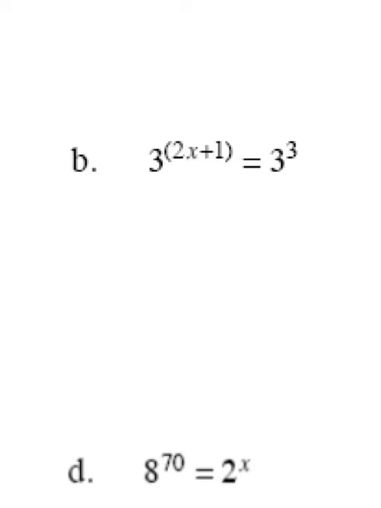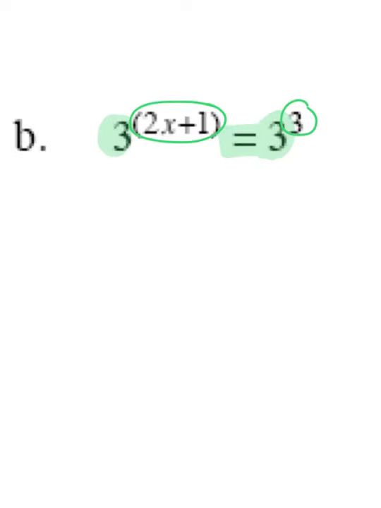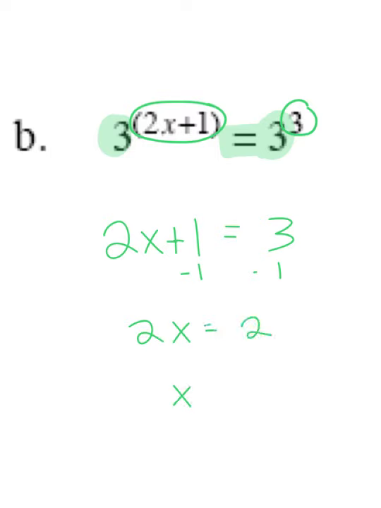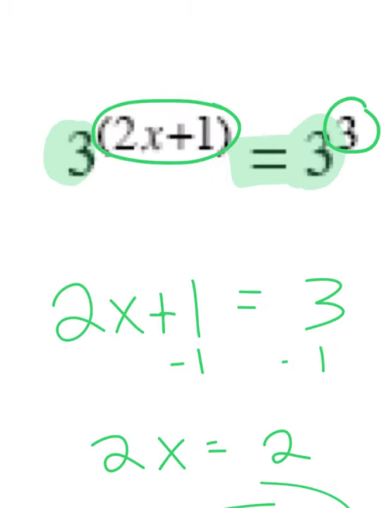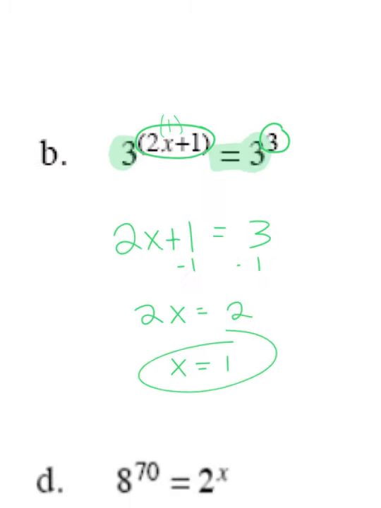Again, the bases are already the same. The bases are already equal, a 3. So I'm going to look inside these exponents because they also need to be equal in order to be the same. So we'll just look at 2x plus 1 needs to equal 3. So for x, 2x equals 2, divide by 2, and we get x equals 1. You could always check it by plugging back in a 1 as the x, and it would give you 3 to the third equals 3 to the third, which is true.